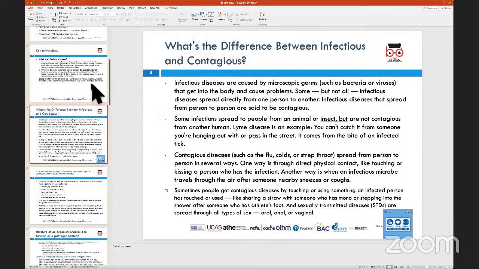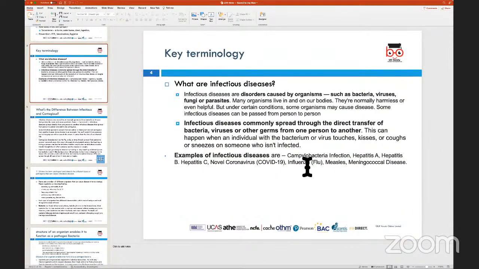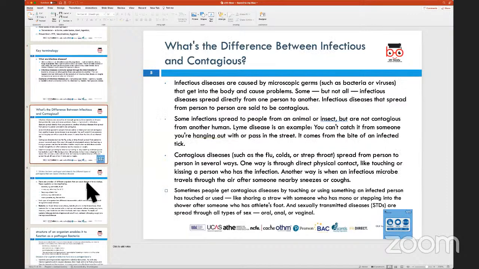Now, when I talked about communicable diseases, influenza or flu, measles, say, for example, meningococcal infections, HIV, STDs, these are communicable diseases. They are basically diseases which can be communicated from person to person, and this would generally be done through direct physical contact. Is that okay? Is that clear so far?